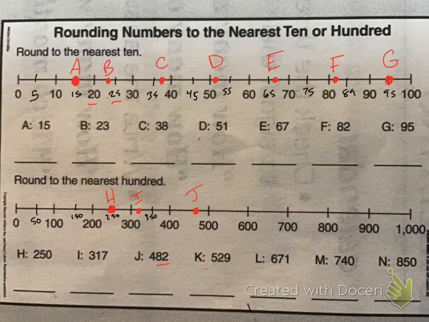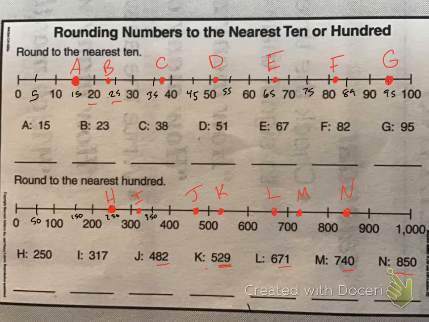K is at 529, and that's between 500 and 600. 29 is smaller than 50, so it's going to be closer to the 500 mark. L is at 671. 71 is bigger than 50, so it's going to be closer to the 700 mark. M is 740. 40 is smaller than 50, so it's going to be closer to the 700 mark. And then N is 850, so it's going to be right in the middle between 800 and 900.